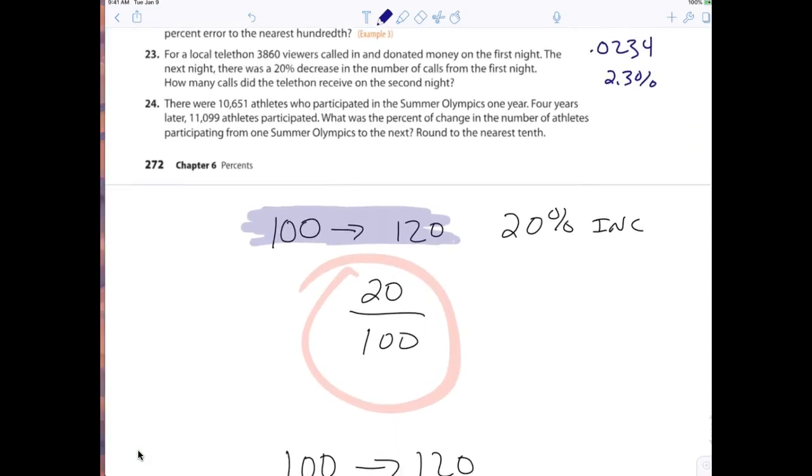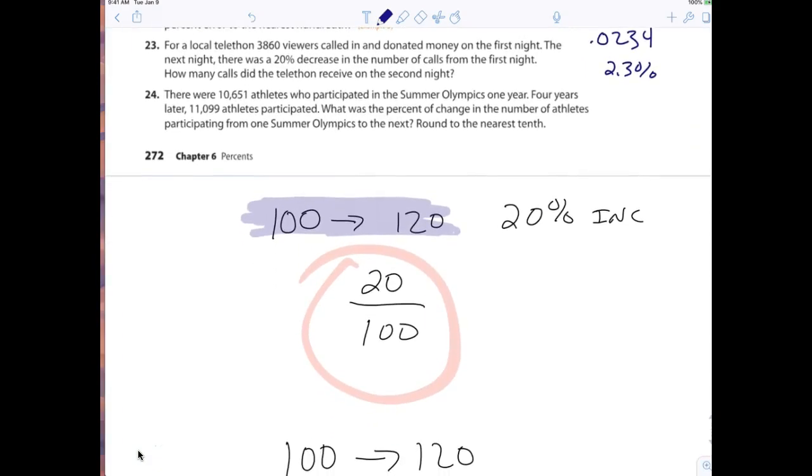24. All right, it says there were 10,651 athletes who participated in the Summer Olympics. 4 years later, there was 11,099. What was the percent of change? All right, so again, the percent of change is just the change divided by the original amount. So what was the change? 448. Out of? 10,651. Out of 10,651. I'm not sure why that was so hard. And now what? I think I got 4.2%. About 4.2%. Is everybody good on this? Yeah. 4.2, 4.2. All right, perfect.